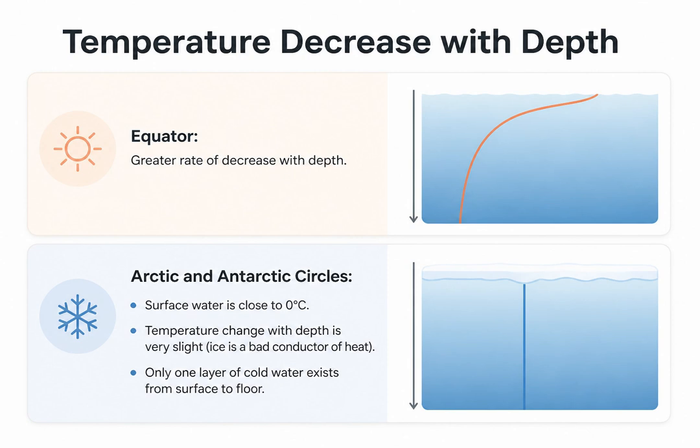At the equator, because the surface is so warm, the drop in temperature as you go down is dramatic. But in the Arctic and Antarctic circles, the surface water is already close to freezing, largely because ice is a poor conductor of heat. Therefore, the temperature change with depth is very slight. In these polar regions, the 3-layer system doesn't exist. There is just one massive layer of cold water from surface to floor.